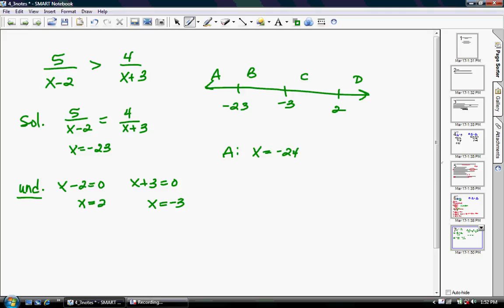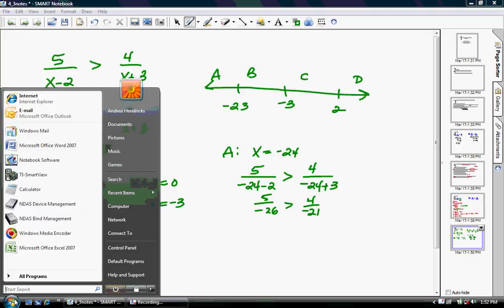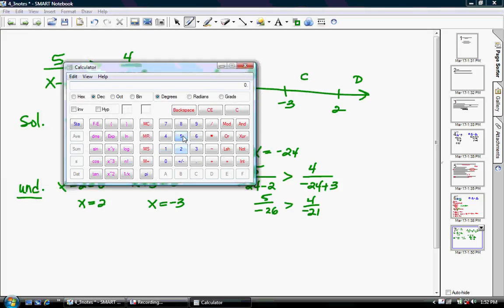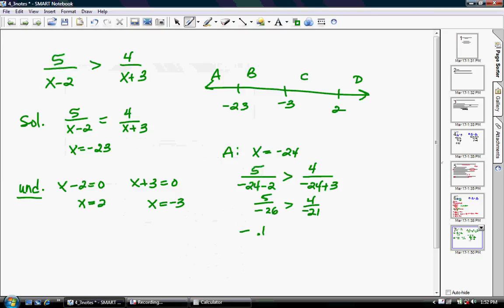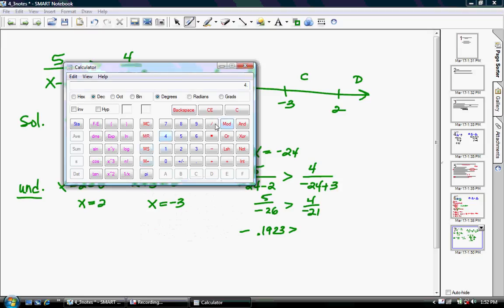Okay. So out of region A, we need to plug in something to the left of negative 23, so maybe we say negative 24. So we would have 5 over negative 24 minus 2 greater than 4 over negative 24 plus 3. So that's what, 5 over negative 26. Is that greater than 4 over negative 21? And I might have to use my calculator to help me with this. What is that? 5 divided by 26, 0.1923.